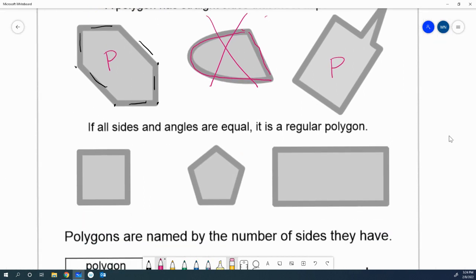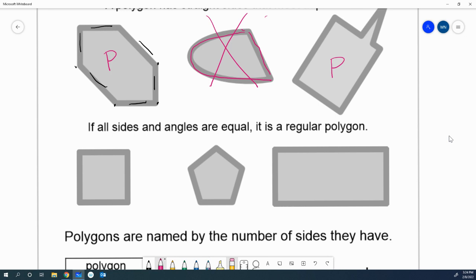So if it's a polygon and all of its sides and angles are equal, it is a regular polygon. All right, we're getting a little more technical here. So regular polygon means all of its sides and angles are equal. And the way we show things are equal are with little tiny lines, and I'm going to show you.